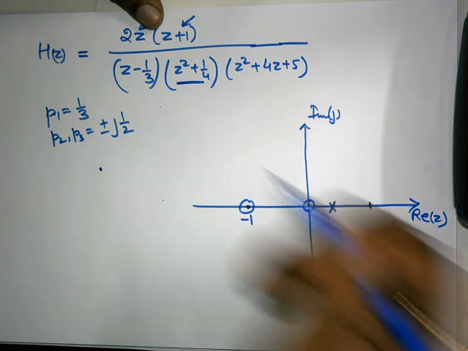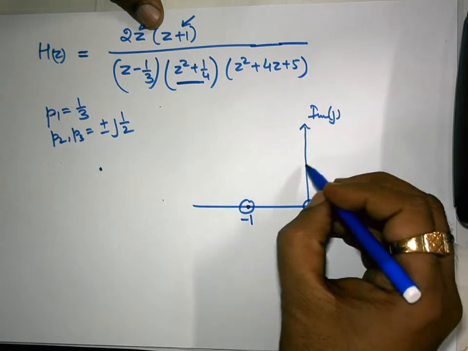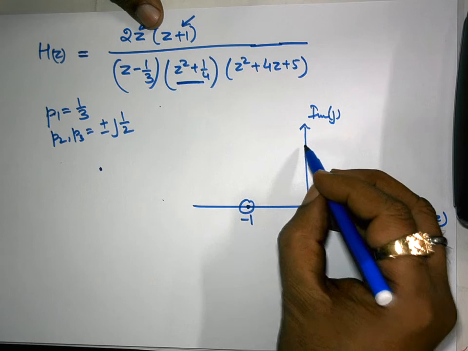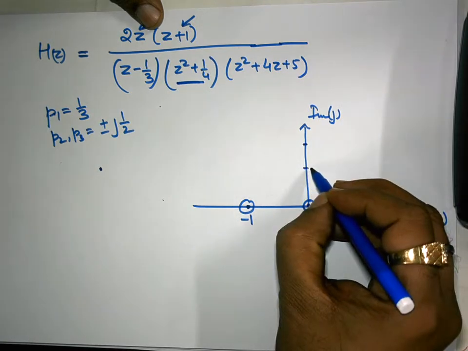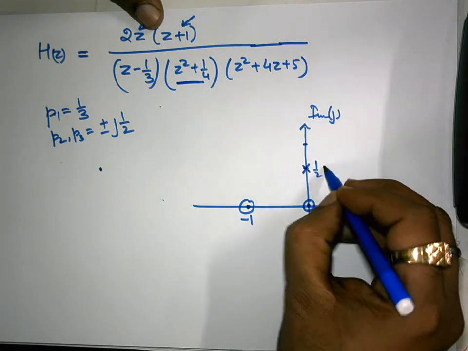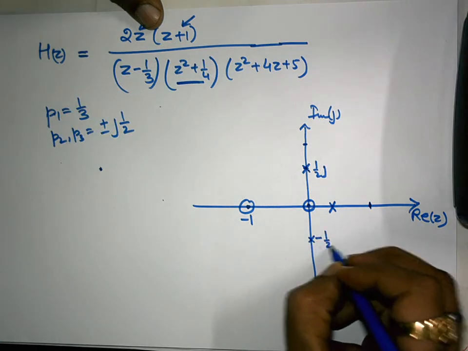So where will these poles be situated? You see, this is the imaginary axis. This is the unity point, you can say. This is one value. This is half j. So one of the poles is at half j, and another pole is at minus half j.